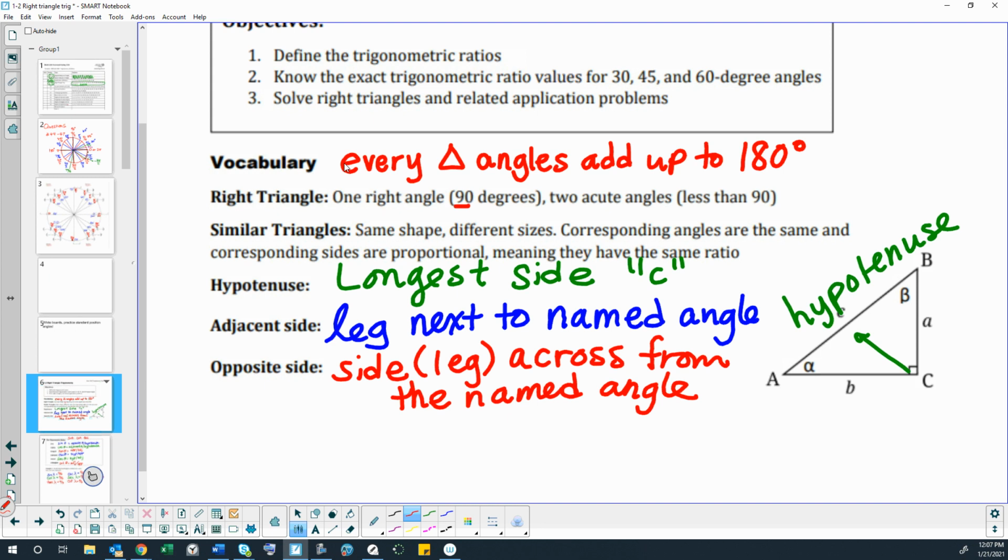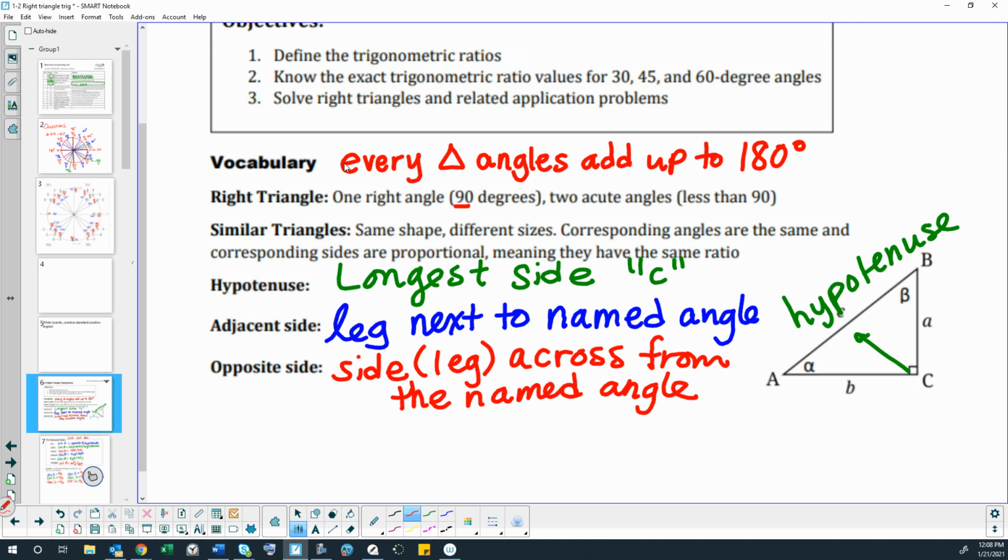Similar triangles are the same shape at different sizes. Corresponding angles are the same, and corresponding sides are proportional, meaning they have the same ratio. I talked about this a little bit. Maybe it wasn't this class. It might be my math 30 class. I think that's where it was.